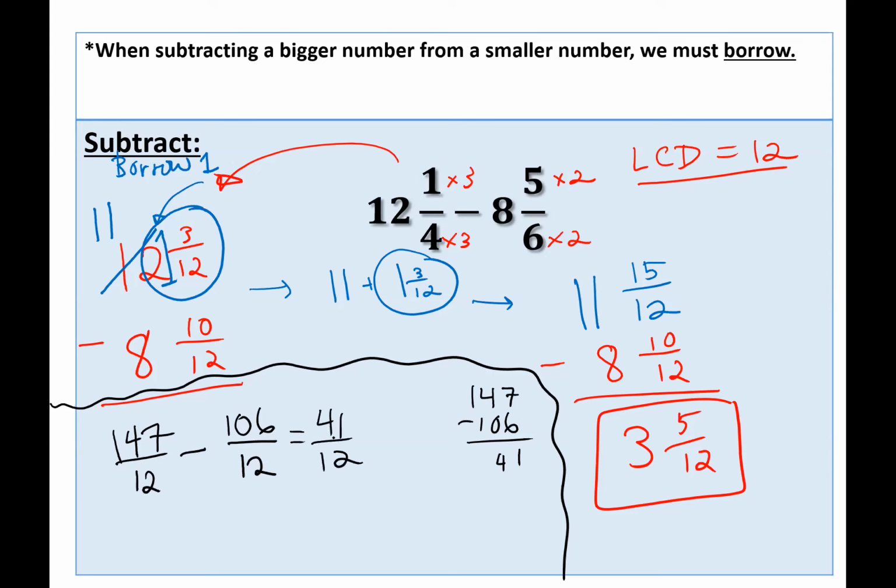Okay, so 41/12. And then finally, we need to divide to change it back into a mixed number. 12 goes into 41 3 times, because 3 times 12 is 36. And when I subtract, I get a remainder of 5. So 3 and 5/12. And see, it's the same answer either way. So it's really up to you which method you use.